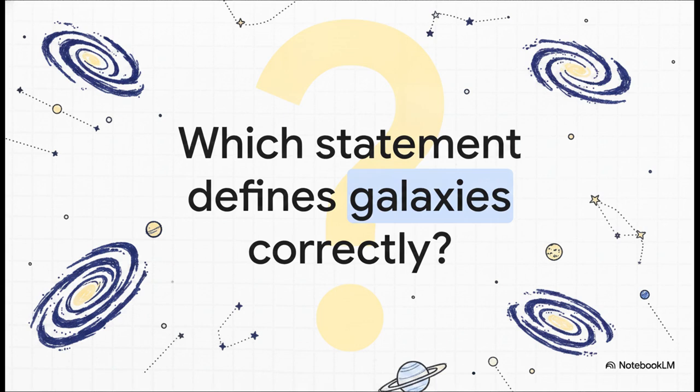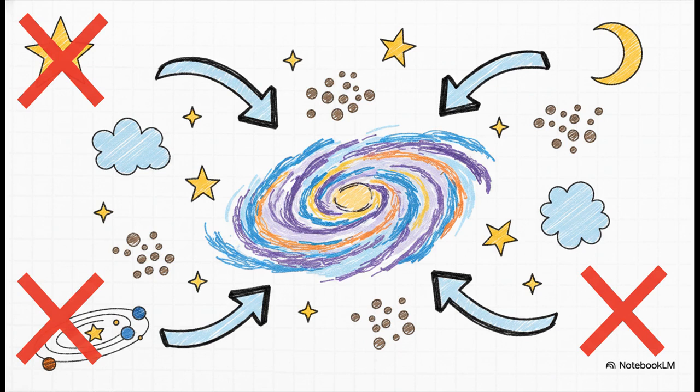Let's test that out with a practice question, exactly like the kind you're going to see on your exam. So which statement defines galaxies correctly? Take a quick second. Is it A, B, C, or D? And the correct answer is B. Galaxies are huge collections of gas, dust, and stars held together by gravity. Gravity is absolutely the crucial universal glue here. The other options are just describing solar systems or individual stars, which are way, way smaller in scale.